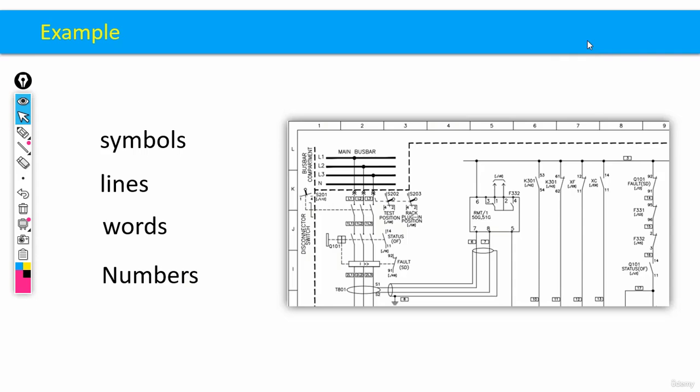Today, guys, we'll be discussing some very important points regarding different segments of electrical diagrams that could be quite helpful for us when it comes to analyzing them.